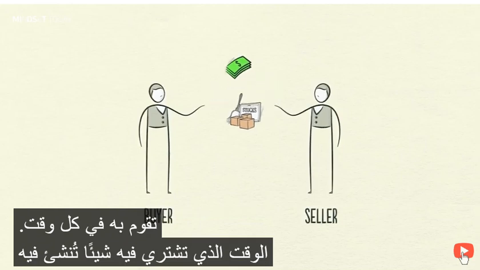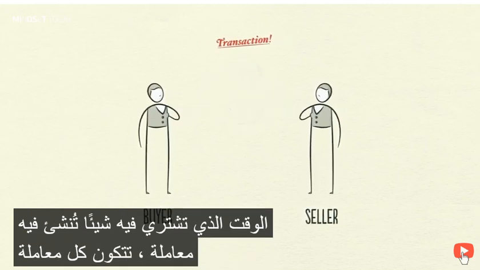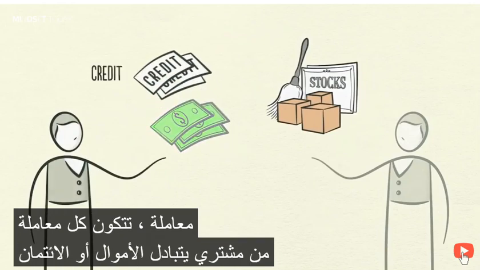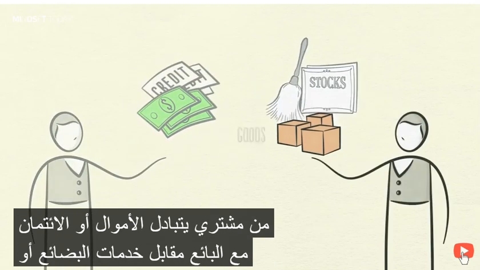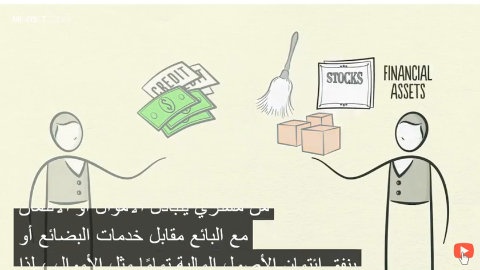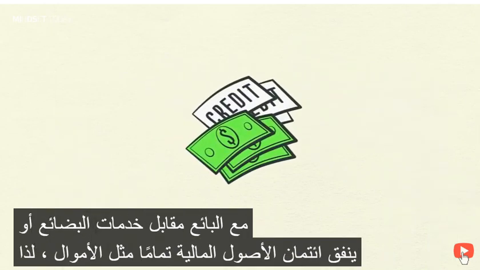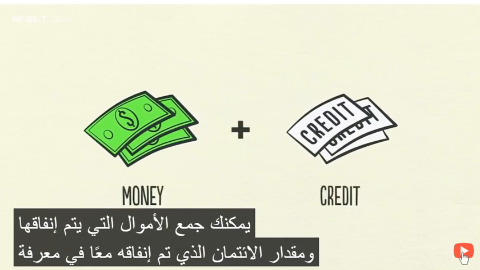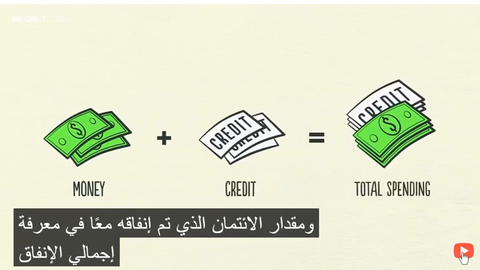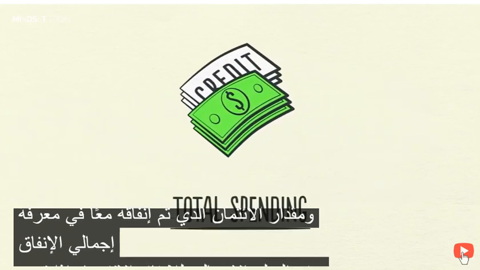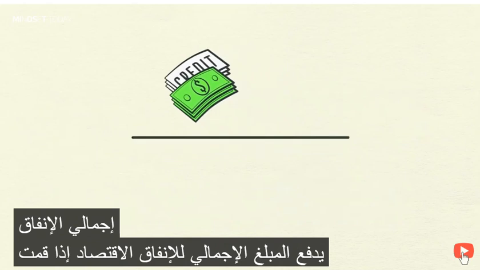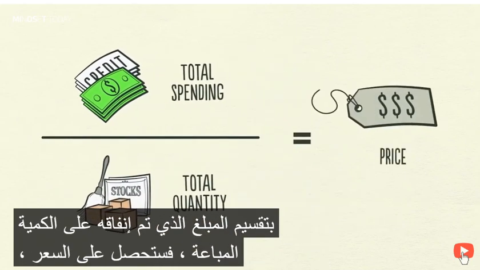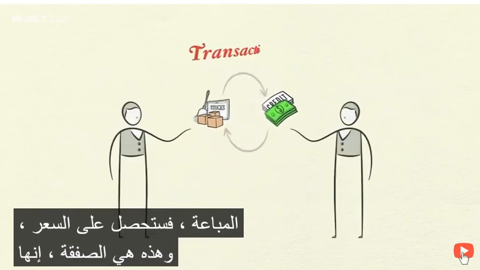Every time you buy something, you create a transaction. Each transaction consists of a buyer exchanging money or credit with a seller for goods, services, or financial assets. Credit spends just like money, so adding together the money spent and the amount of credit spent, you could know the total spending. The total amount of spending drives the economy. If you divide the amount spent by the quantity sold, you get the price. And that's it. That's a transaction.